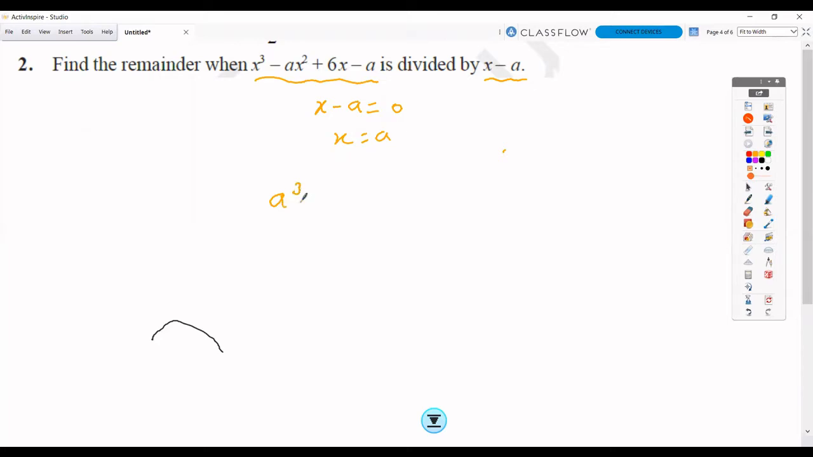So here is a cube minus a into a squared plus 6 into a, minus a cube minus a cube plus 6a minus a. This is going to be cancelled. 6a minus a will be 5a. So the answer is 5a. We are moving forward.